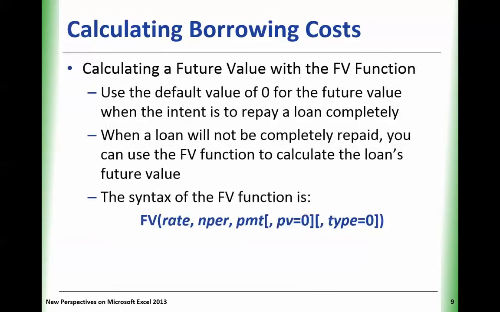The future value, or the FV function, we're going to always default to 0 for the future value when the intent is to repay a loan completely. So if I have a house loan and I've done my amortization schedule, my future value is going to be 0 because I want to owe them nothing. When a loan will not be completely repaid, you can use the FV function to calculate the loan's future value. The syntax for the FV function is FV, rate, NPER, PMT, present value, type 0.